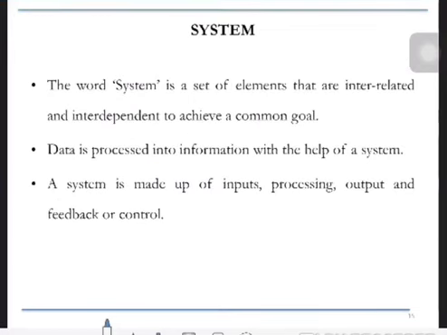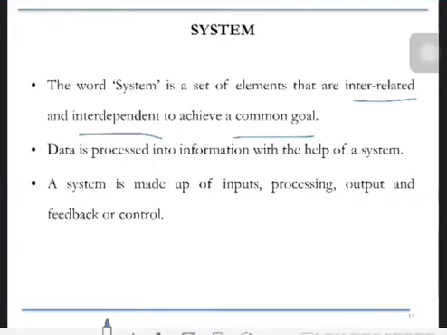Then the third word is system. Management we have, information we have, system. The word system is a set of elements that are interrelated and interdependent to achieve a common goal. So when you say system, first it's a set of elements. We have different elements that are interrelated and interdependent. They should have a relationship and their relationship is interdependent. If one cannot exist without the other, we call it interdependent. To achieve a common goal. So here we should have a common goal.